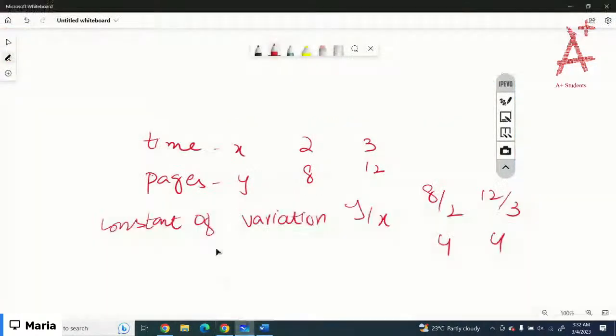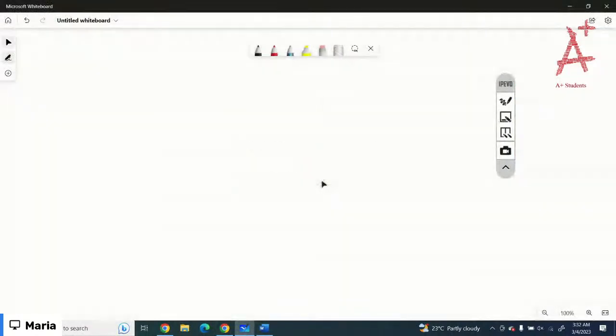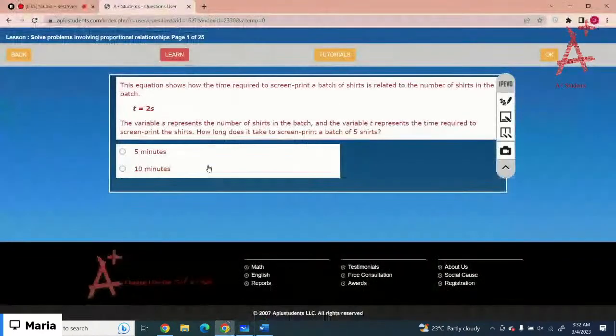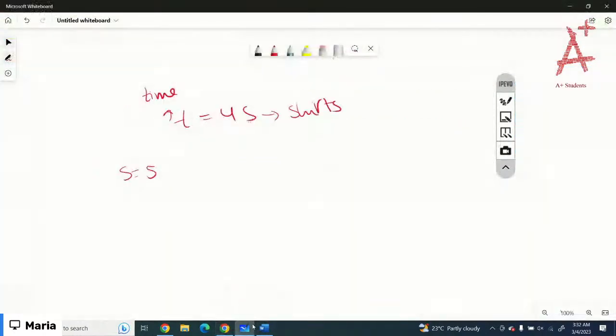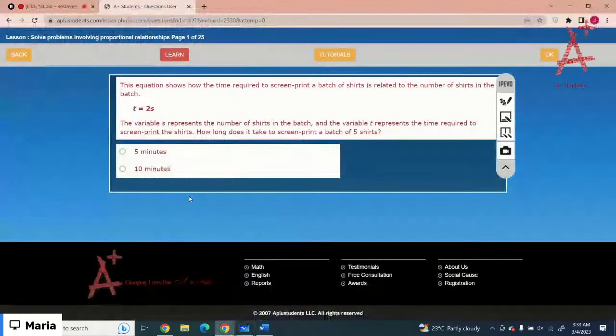It is T equals 4S. S represents the shirts and T represents the time that is required to screen print these shirts. You are given S equals 5. You have to calculate the time. How long does it take to screen print a batch of 5 shirts? So just replace the S with 5, so it is 4 times 5. Got it? And 4 times 5 is 20.